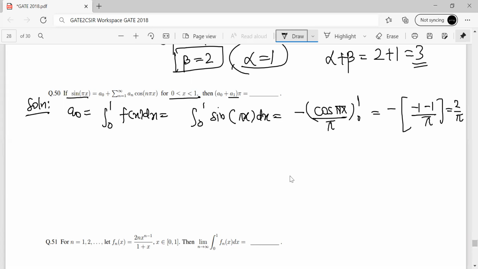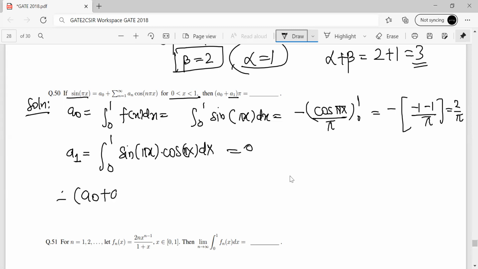Since we want a1, instead of writing the entire term for n, I'll say it is only for a1. So a1 will be the integral 0 to 1 of f of x, that is sine pi x, into cos pi x dx. But we know that this integral right here will be 0. So a1 is 0. Therefore a0 plus a1 times pi will be equal to 2 by pi plus 0 into pi, which will give me 2. So the answer is 2.